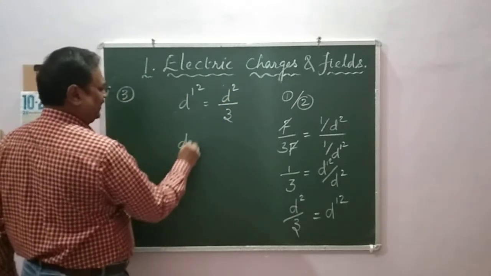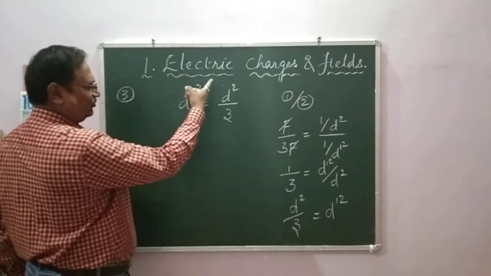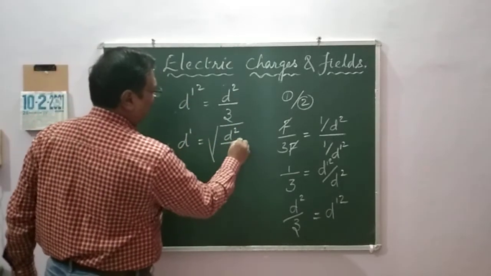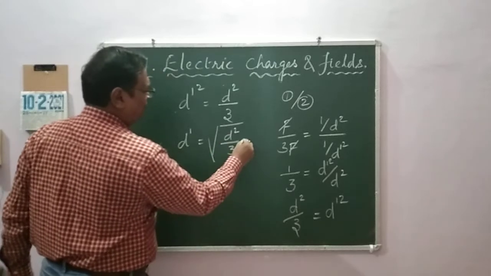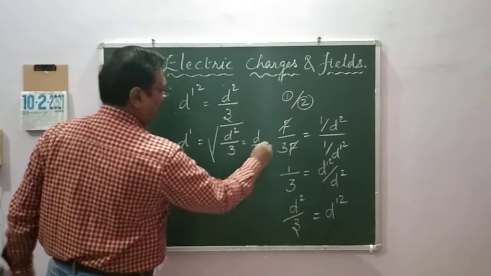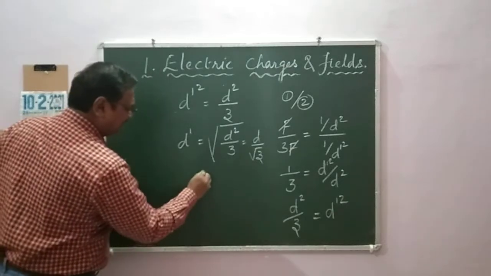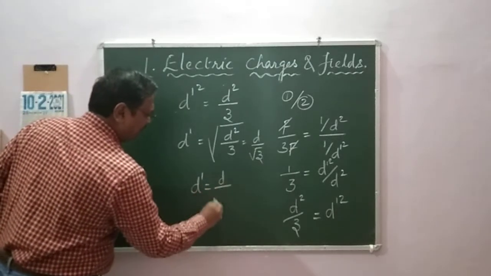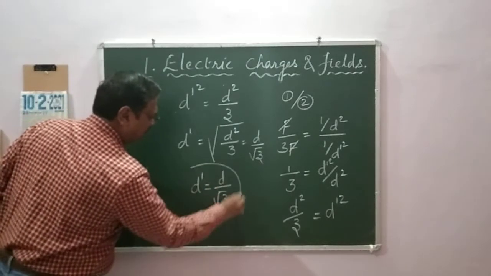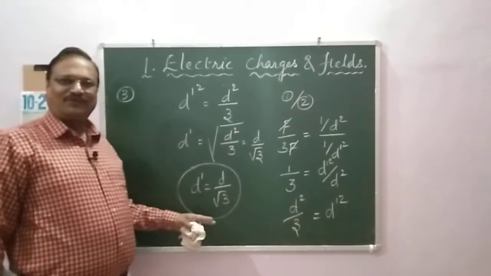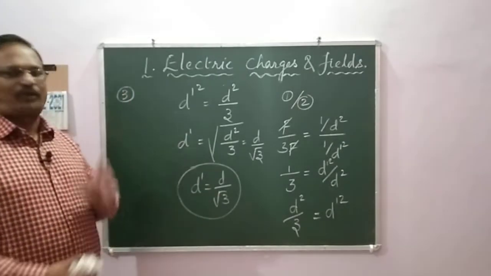Now I want d dash. So what did I do? I found the root. So that is equal to root of d square upon 3. What is the root of d square? D. Divided by the root of 3, that is root 3. So the answer is d dash is equal to d divided by root 3. So this is how you have to solve the problem.